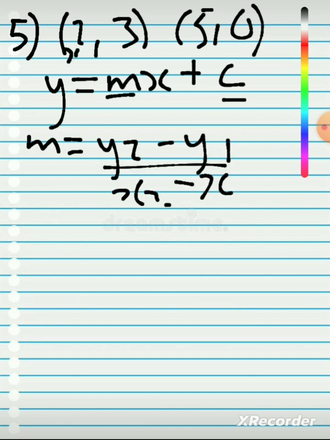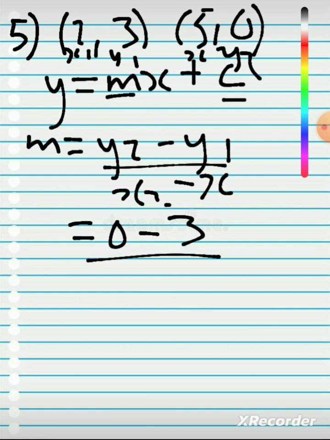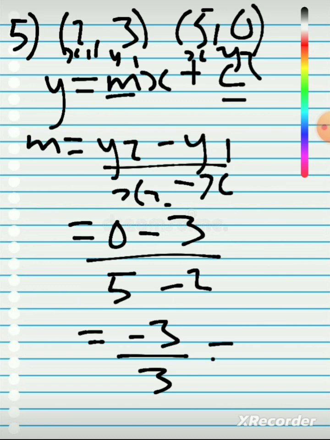So we have to name these ones x1, y1, x2, y2. So m is going to be y2, which is 0, minus y1, which is 3, over x2, which is 5, minus x1, which is 2. So it's going to be 0 minus 3, negative 3, over 5 minus 2, which is 3. Negative 3 divided by 3 is negative 1. Therefore, our m, our gradient, is negative 1.